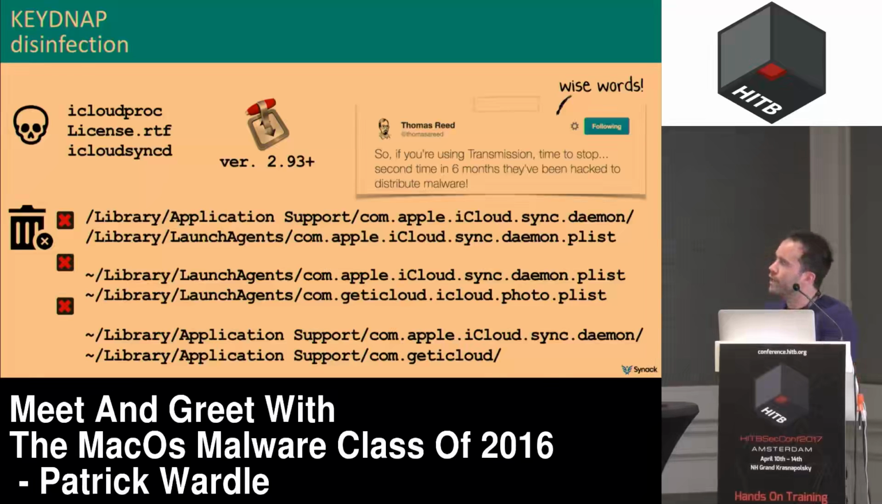If you want to remove Kidnap from an infected system, again, pretty easy. You just unload the launch agents, and then this will kill those processes. And then you delete both the binaries and the two plist files that they create. And then a word of advice from Thomas Reed, who's a great malware analyst, basically saying, hey, look, this is the second time this Transmission application has got hacked and Trojanized, so maybe stop using that, unless you're looking for new malware.